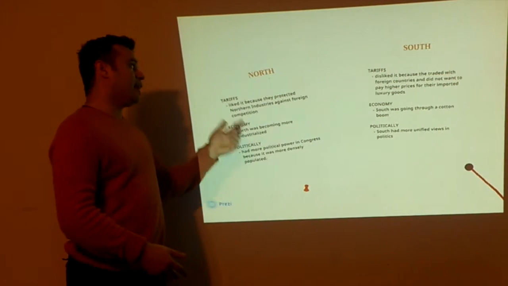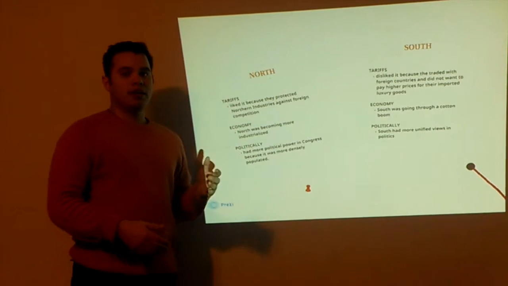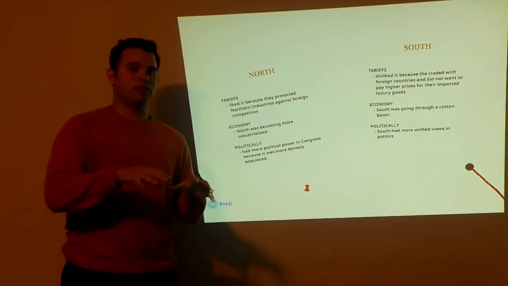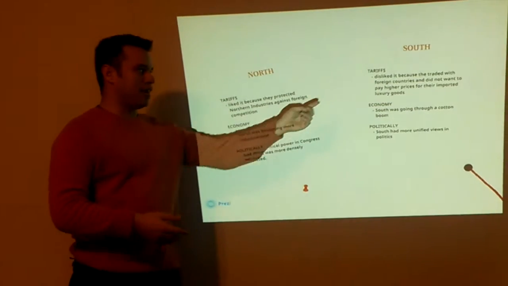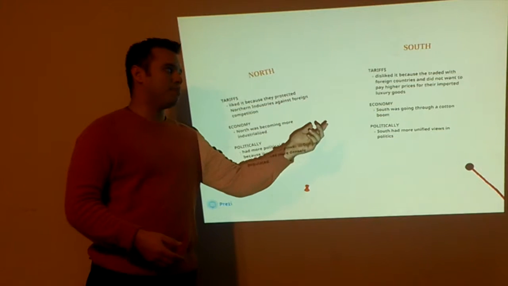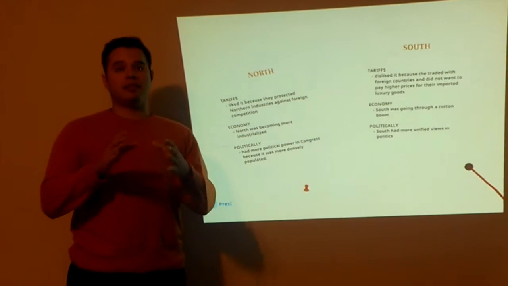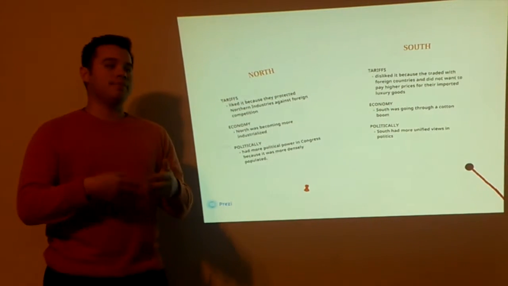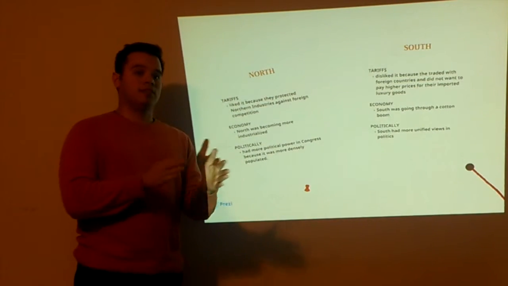Well, the North did. They liked it because it protected Northern interests against foreign competition. The North wanted the goods that they were producing to be consumed domestically. The South wasn't so interested in them because they disliked it; they directly traded with foreign countries and did not want to pay higher prices for the imported luxury goods. Once again, the South was more interested in maintaining their agricultural economy. And this actually leads us to one of the other points that further divided the North and the South.